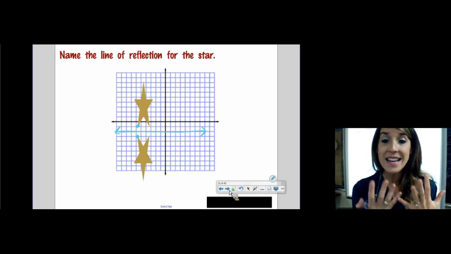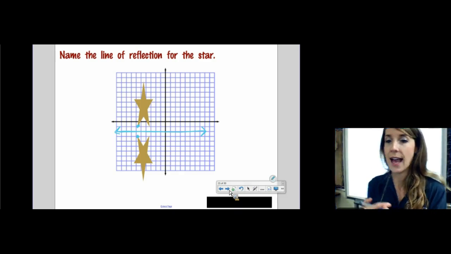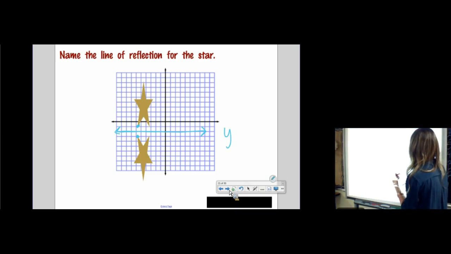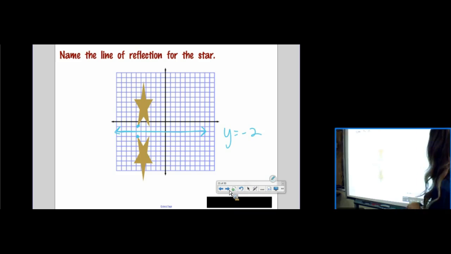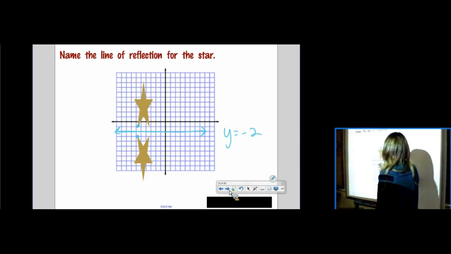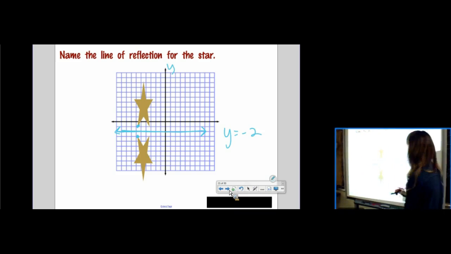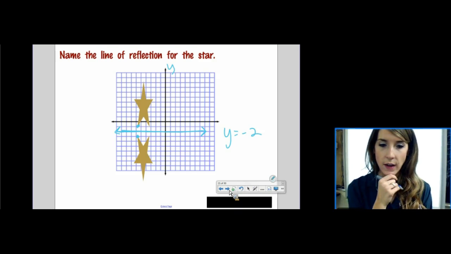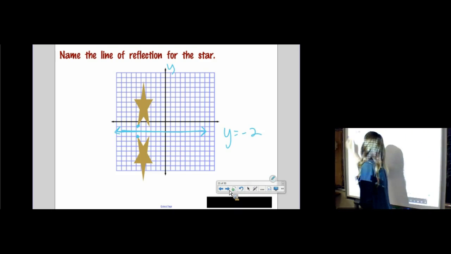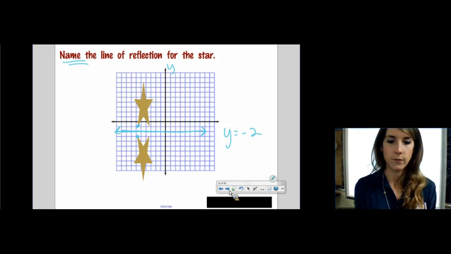So the name of this line is actually y equals -2. I know I said good job when you said -1, but it's hard to see from there. This line hits the y-axis, so it's a y equals line, and we traveled down 2 to get there. So y equals -2 is the name of the line of reflection.